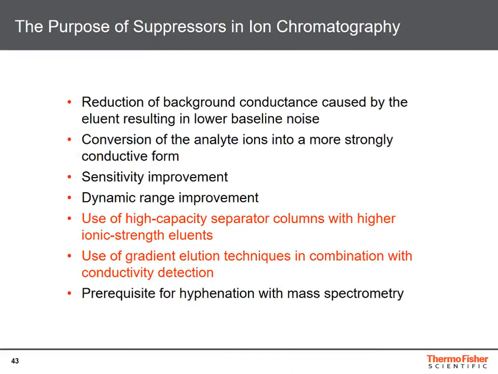This slide one more time summarizes the purpose of using suppressors in ion chromatography. I have already outlined the reduction of background conductance caused by the eluent, resulting in lower baseline noise. I have already summarized the conversion of the analyte ions into a more strongly conductive form, as well as the sensitivity improvement, the dynamic range improvement, as well as the necessity for suppressors whenever hyphenating ion chromatography with mass spectrometry. However, there are two more reasons highlighted here in red.